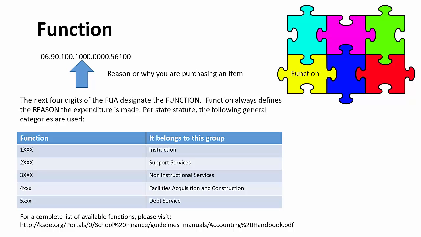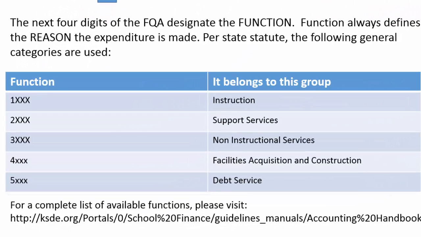The fourth section of the account number is function. Function tells us the reason or why you are purchasing an item. For example, you may be purchasing an item to use in staff development, or you may be purchasing an item to use in the principal's office. You may be purchasing an item to use in instruction. Per state statutes, the following general categories will be used. Functions beginning with 1 always represent instruction. These would be for things where there's a direct interaction between a pupil and a teacher, or a pupil and a para-instructional aid or other learning opportunity.